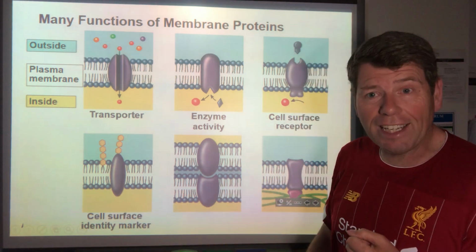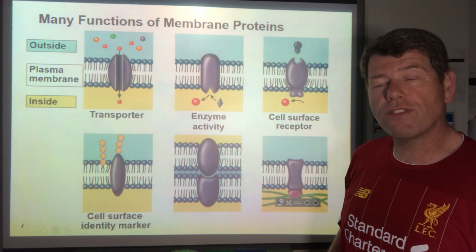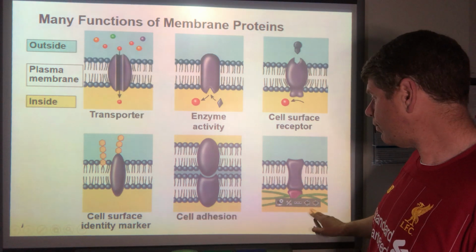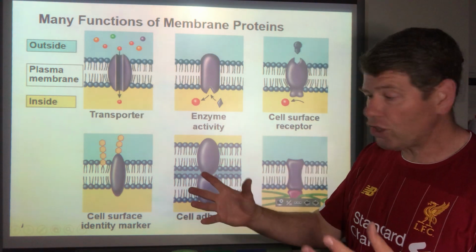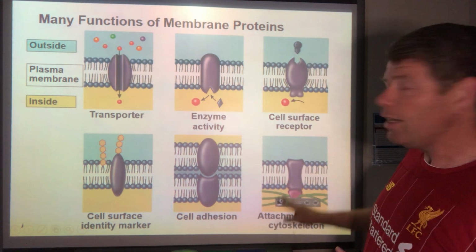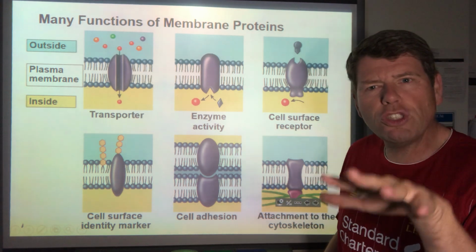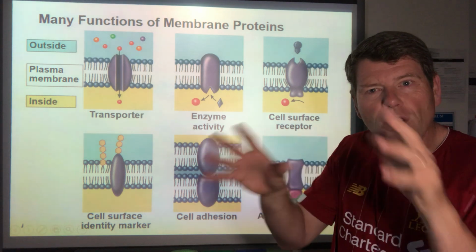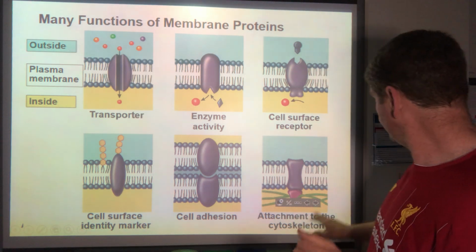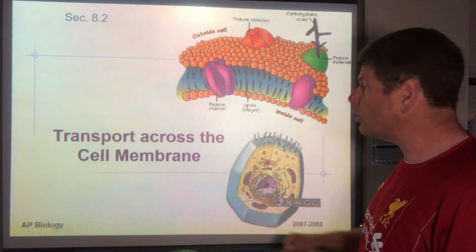Again, we talked about the identity marker, okay, so that your body knows which cells belong to you. You have some proteins that are like an ID pass. Some of those proteins are going to actually help cells to stick together. And then remember, we have this cytoskeleton, sort of the scaffolding network of protein tubes that help maintain a cell's shape. Well, some of the proteins act as anchor points for the cytoskeleton. All right, so that was section 8.1. Now in 8.2, we're going to start to talk about transport.